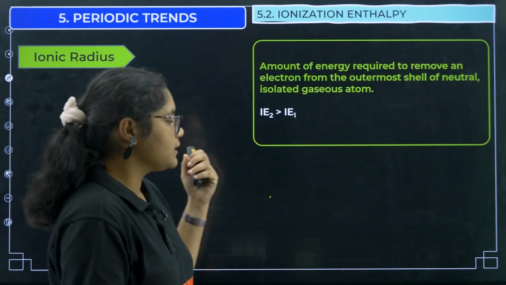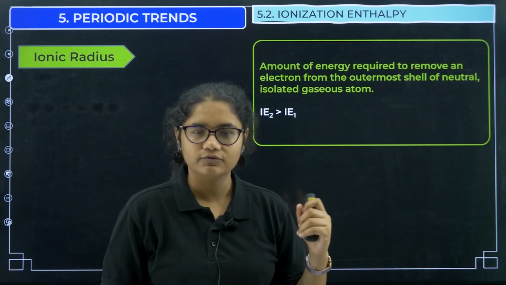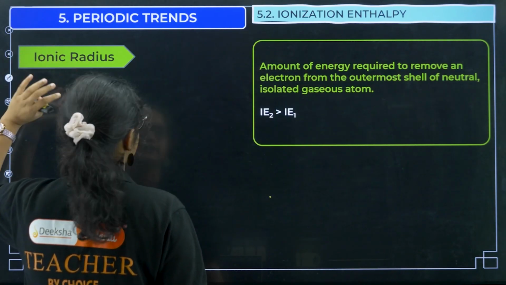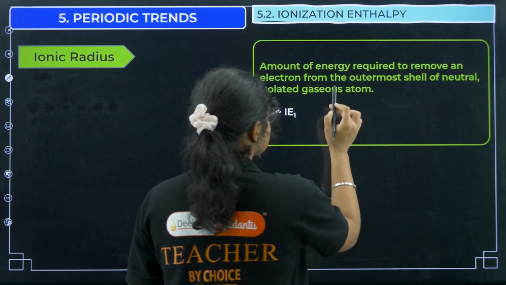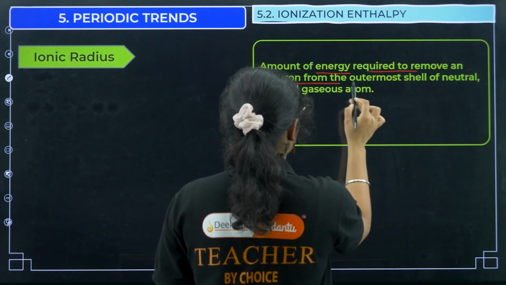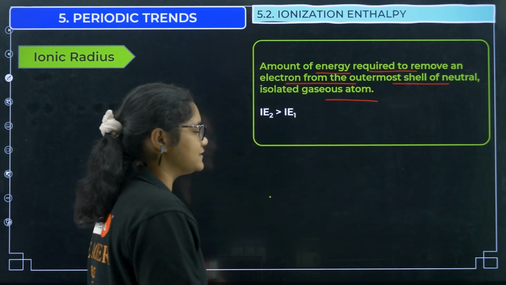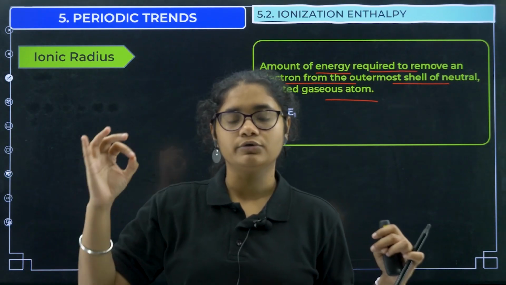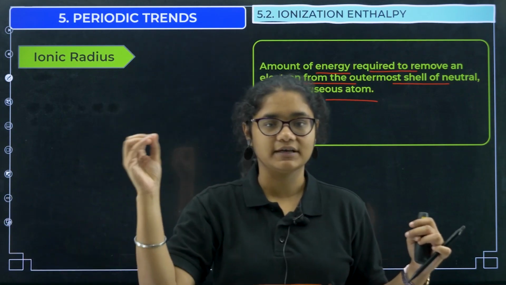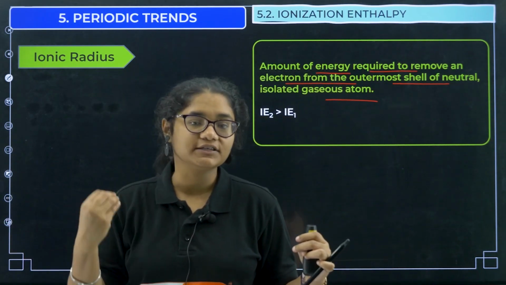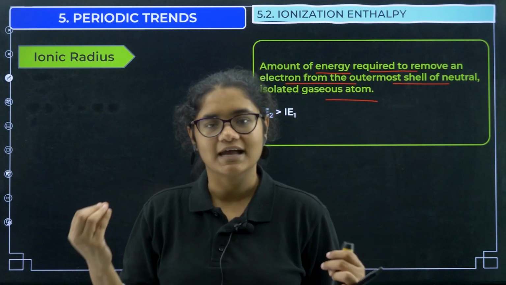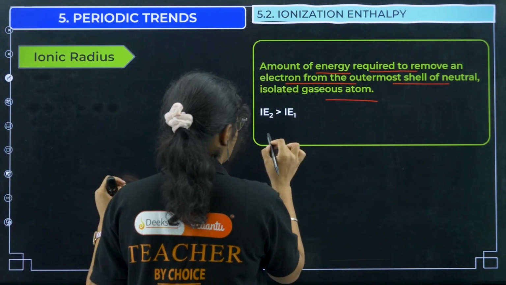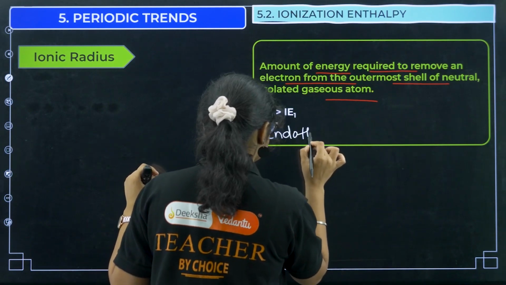Okay, next coming to ionization enthalpy. I know all of you must know the definition. I'll be talking about the ionic radius after this. Let me first complete the definition. It is the amount of energy required to remove an electron from the outermost shell of a neutral isolated gaseous atom. So when you want to remove the valence electron from a neutral isolated gaseous atom, the energy you need to provide for that is called ionization energy. Because you are providing energy, the process must be endothermic.